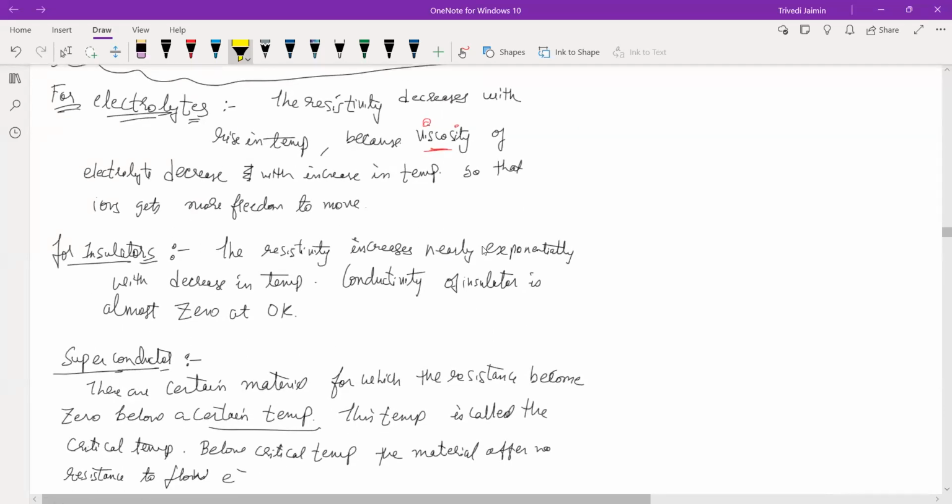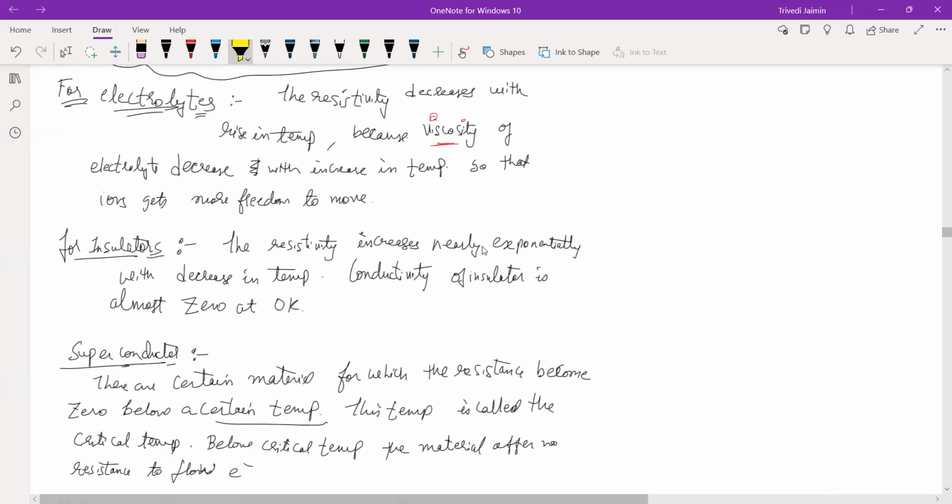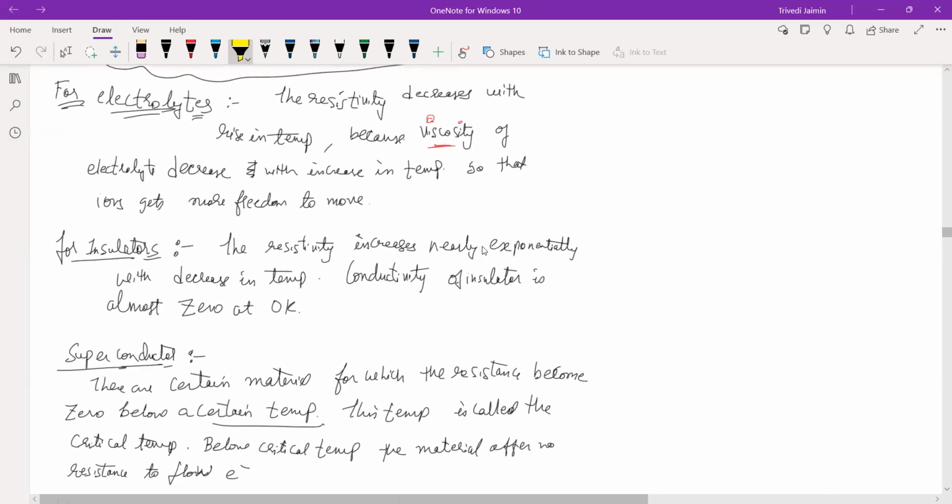Now, electrolytes. The resistivity decreases with rise in temperature because the viscosity, meaning the thickness of the electrolyte fluid, decreases with increase in temperature, so the ions get more freedom to move. Obviously if it is a thick, viscous fluid, it cannot move easily; if it is less viscous, it can move easily. For viscosity, for example, we can compare oil and water.